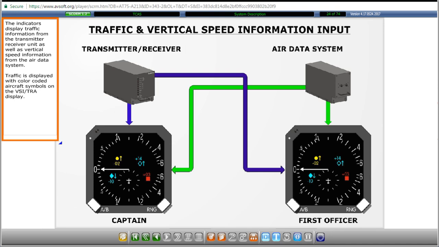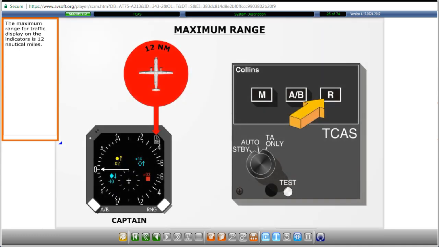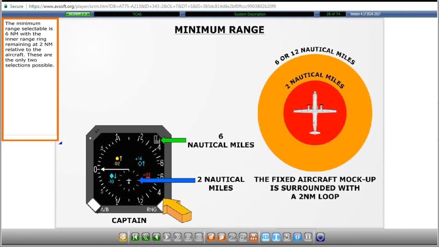Traffic is displayed with color-coded aircraft symbols on the VSI TRA display. The maximum range for traffic display on the indicators is 12 nautical miles. The minimum range selectable is 6 nautical miles, with the inner range ring remaining at 2 nautical miles relative to the aircraft.